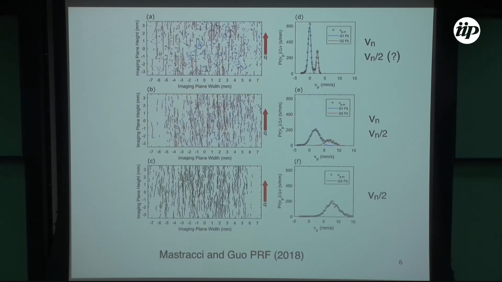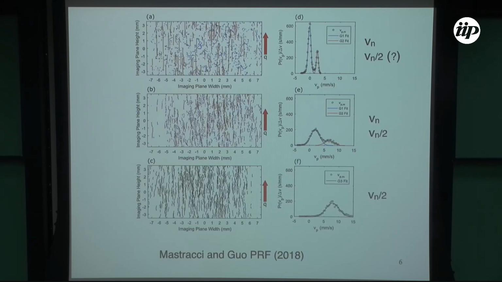More recently, last year, there was a very detailed experimental paper by Mastracci and Guo in 2018, where they changed the heat flux. This is the bottom of your container, and this is the top. The bottom is heated, so you have some heat flux that goes from the bottom to the top, and they changed the amount of heat flux to see how the particles would behave. They found that if the heat flux is really high, you basically have just one velocity peak, which is the velocity of the normal component divided by 2.